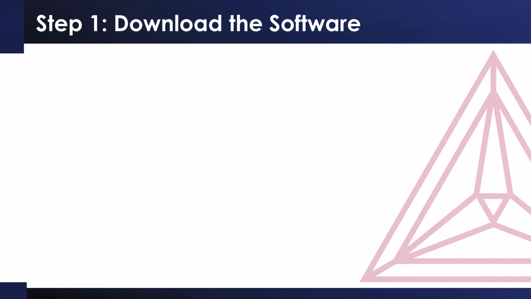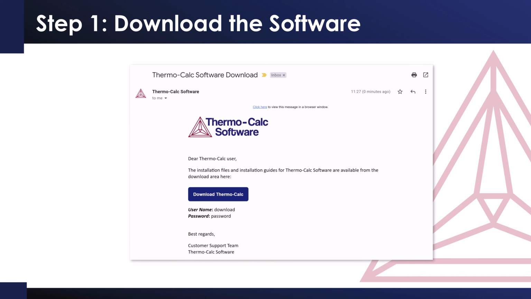The first step in the installation process is to download your software. You should have received an email with a password-protected download link. It may have come from Thermo-Calc software or from someone within your organization. Write down or remember the username and copy the password, then click on the link.